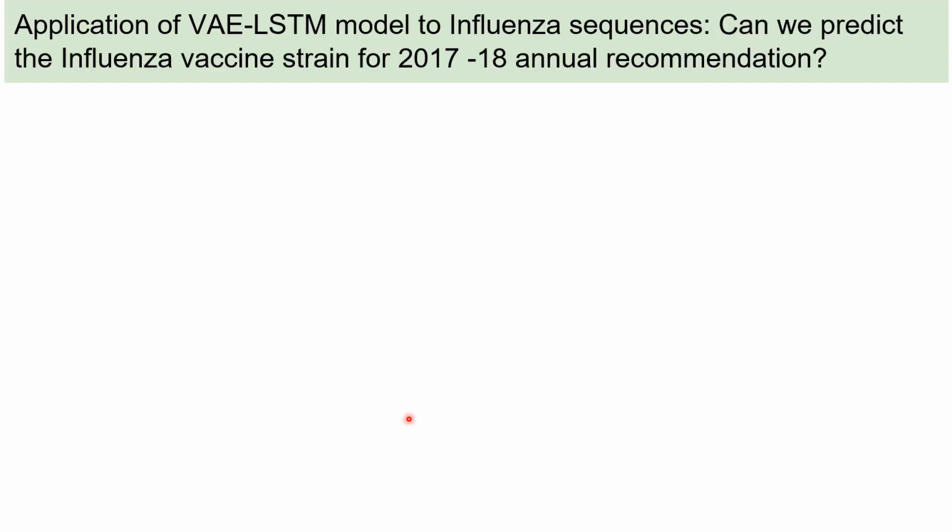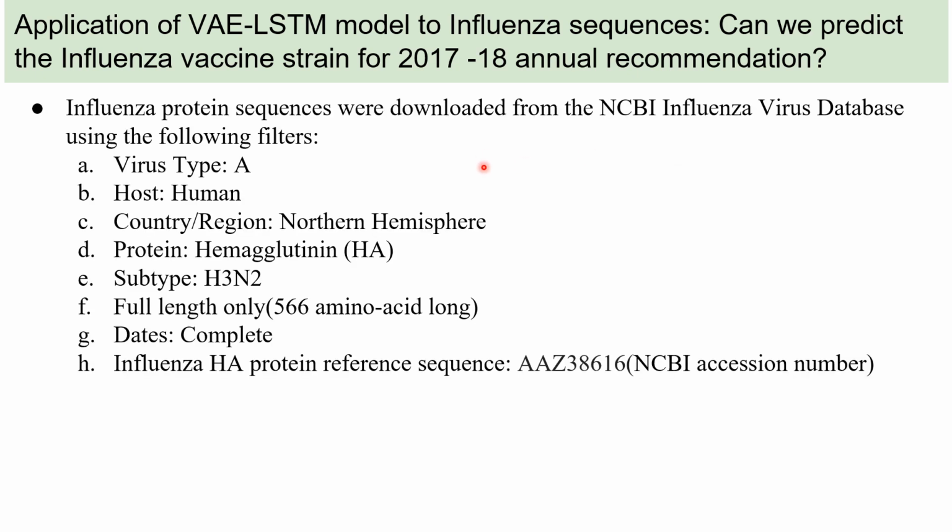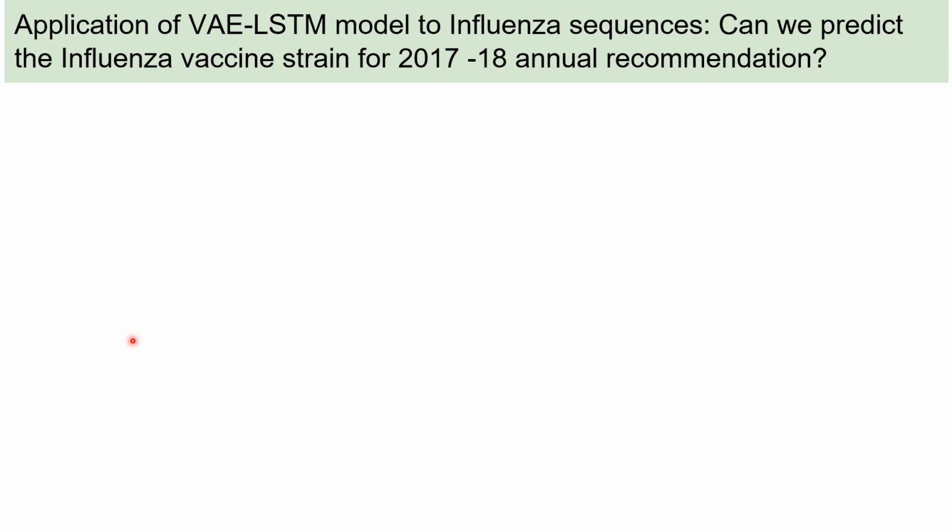We have applied our VAE-LSTM model to influenza data. We wanted to see whether our model would be able to predict the influenza vaccine strain for the 2017-18 annual recommendation. Here is the set of filters we used to download the data from the NCBI influenza virus database: the virus type being A, the host selected being human, and the region filtered being the northern hemisphere. The protein we selected was the HA for the subtype H3N2. Only full-length sequences with complete dates were downloaded from the database.